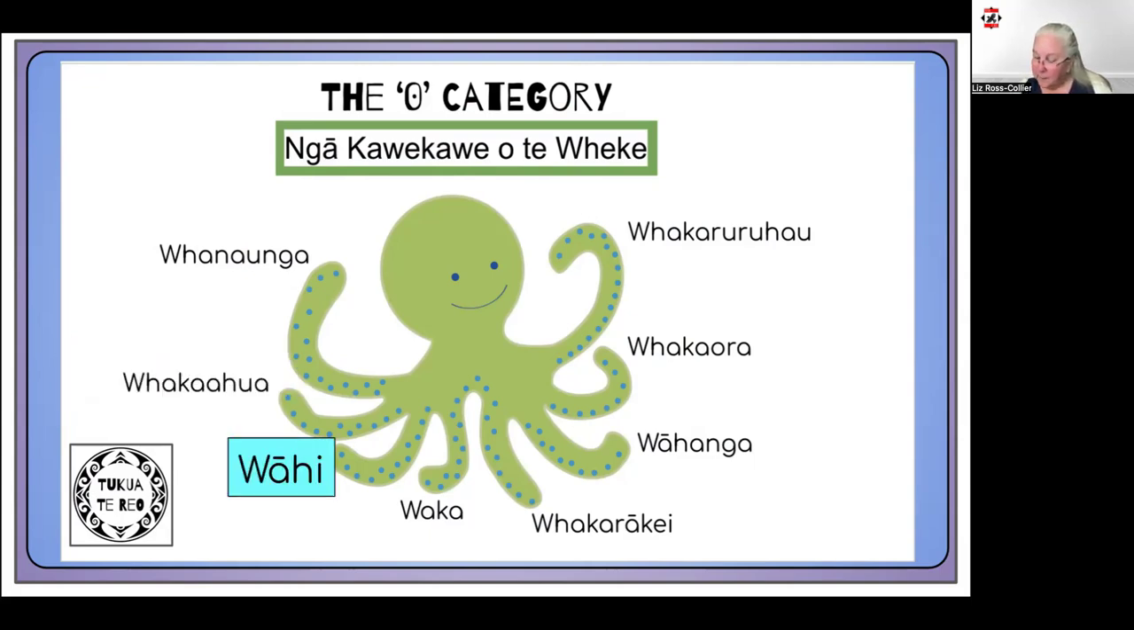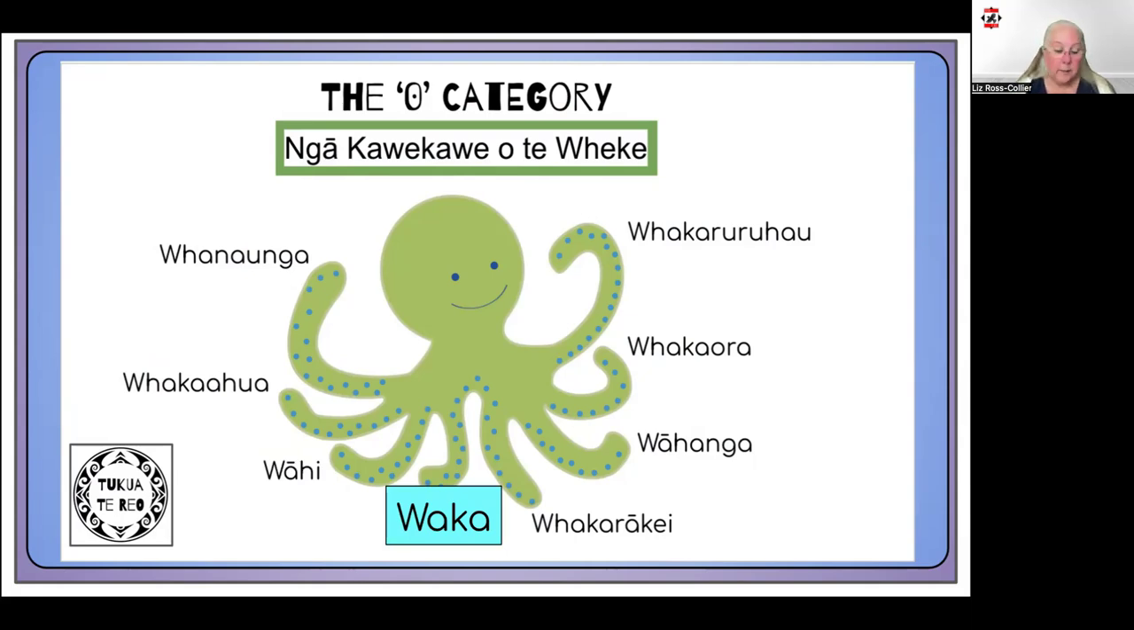The next W word on this model is wāhi, or places. This would include all the places we can name, like our towns and cities, but also natural features like forests, lakes, mountains, and oceans. An example, tōku kura, my school, or tōku motu, my country.